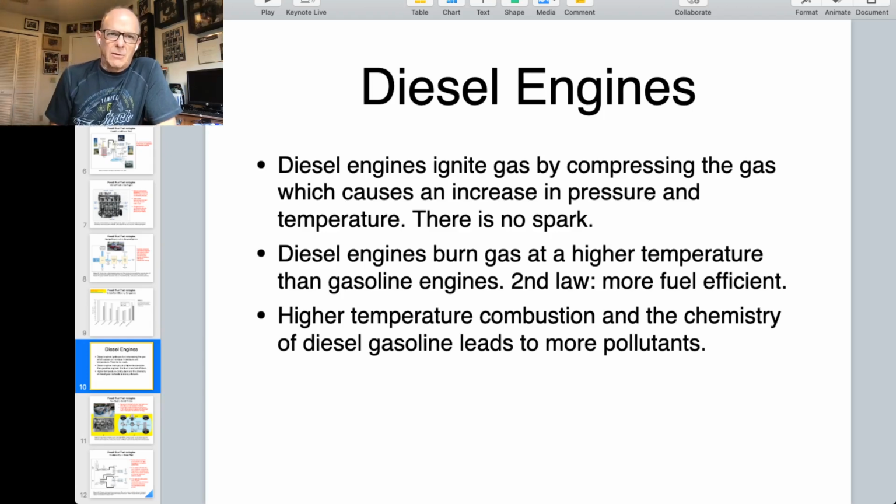Diesel engines, just a note, are internal combustion engines in a car, but they work on a different principle with a different grade of gasoline. And because of that, they burn at a higher temperature. Since they're burning at a higher temperature, that efficiency, 1 minus TC divided by TH, big TH in the denominator makes that part that gets subtracted off the 1 a smaller number. So diesel engines are inherently more fuel efficient. However, because of the chemistry of the diesel gasoline and that higher combustion temperature, they're more polluting. So I can go farther on a gallon of diesel gas, but I'm going to be producing more pollutants when I do so.